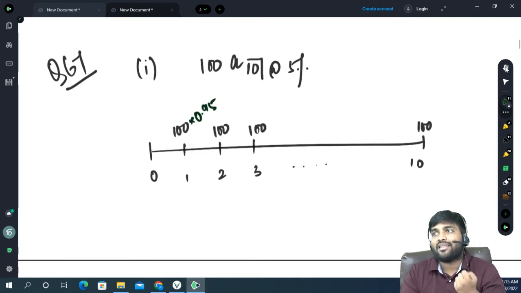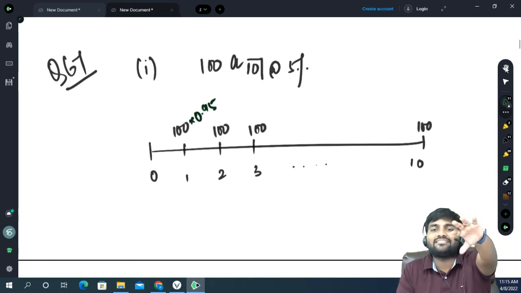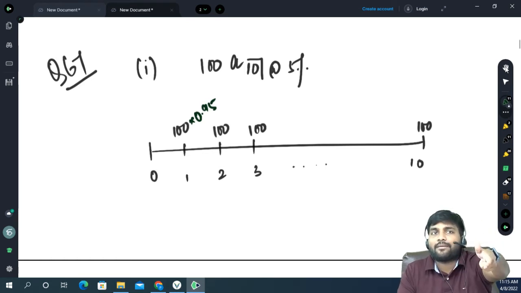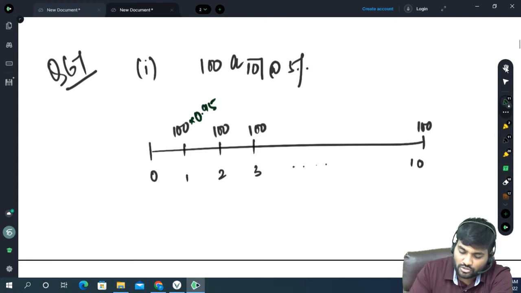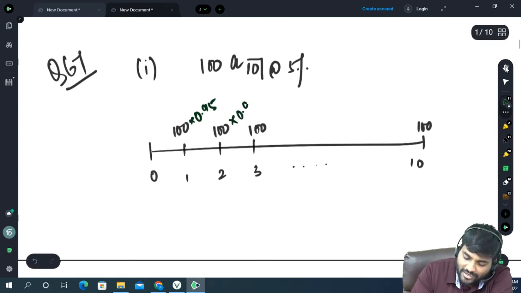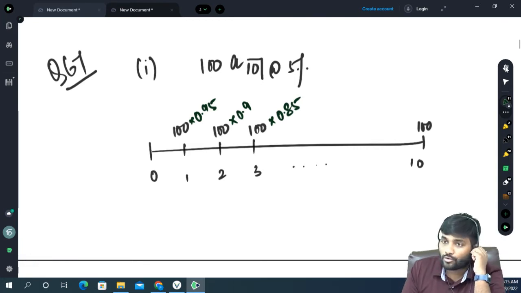For example, I might get a payment at the end of the 17th year of 3 lakh rupees and the probability of getting the payment is 0.5. So what is the expected cash flow? 3 lakh into 0.5, 1.5 lakhs. So 100 into 0.9, 100 into 0.85 and so on. How to calculate the last one?